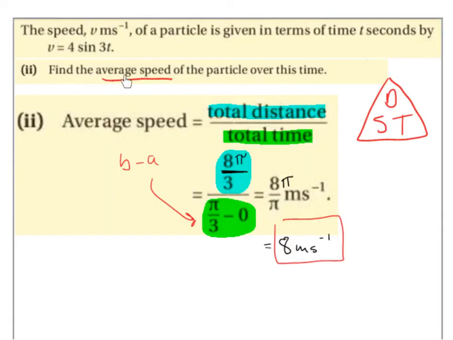Part 2, find the average speed of the particle over this time. So we know average speed is total distance divided by total time, so that's from Dad's silly triangle. The total distance is 8 pi over 3 that we worked out in the last slide. And the total time is b minus a, which is pi over 3 minus 0. And we end up with 8 pi over pi meters per second, which is just 8 meters per second. So the average speed of the particle is 8 meters per second.